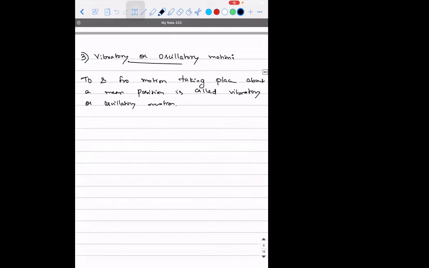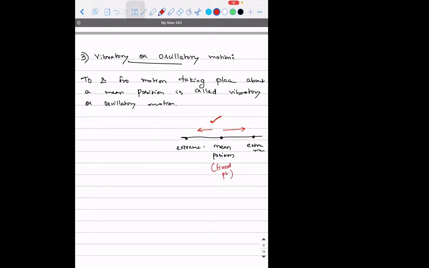If I take a particle, and call this the mean position, from the mean position the particle will go to one extreme, and on this side it will go to another extreme. So when the particle travels to and fro, from one extreme to another, this kind of motion is called oscillatory or vibratory motion. And this mean position is the fixed point.